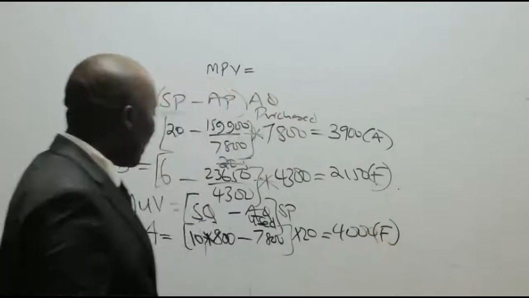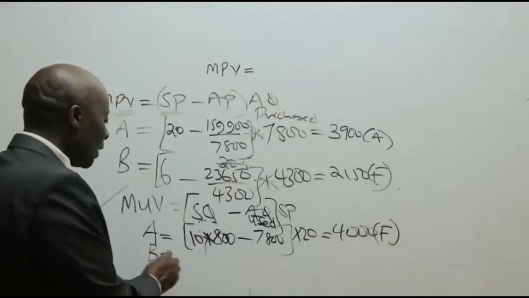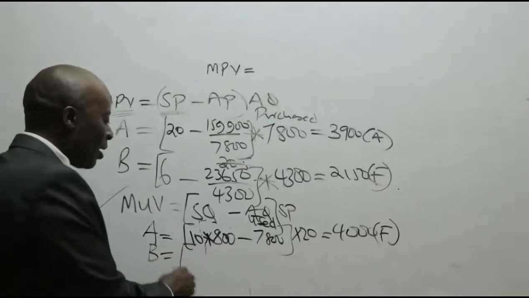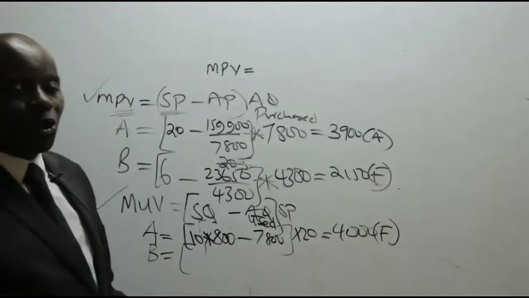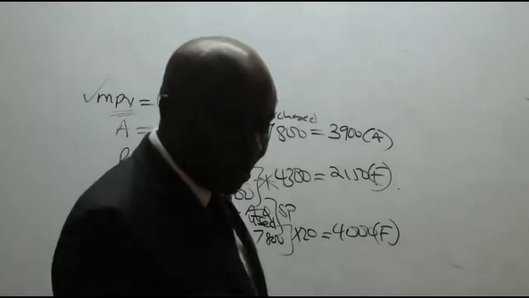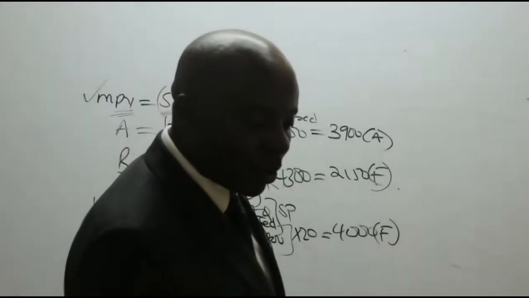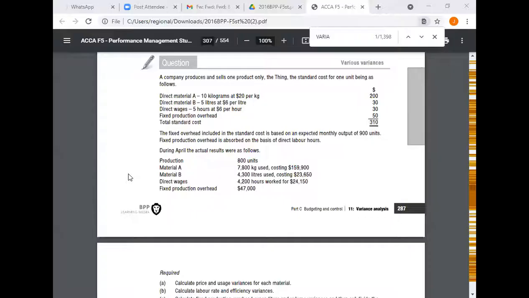And if that is the case, could we kindly go out and find the material usage variance for B? For B, please throw your eyes to the standard quantity of B. This is the standard card. So for material B, the standard quantity is 5. But please remember my capital SQ.